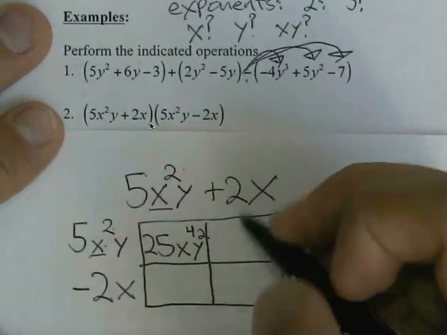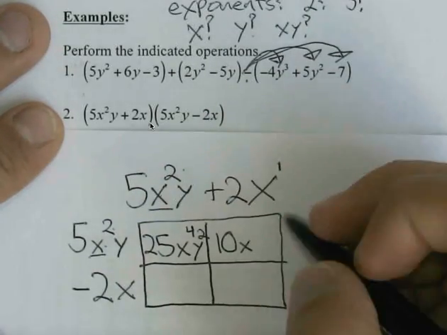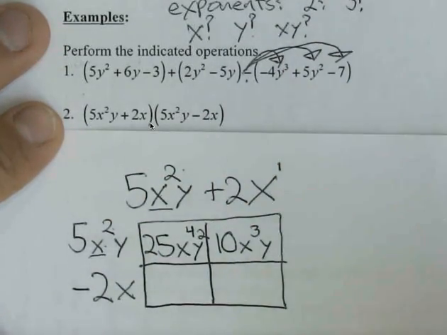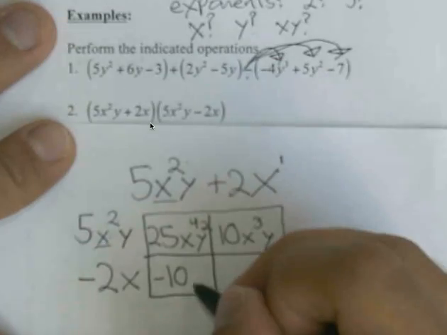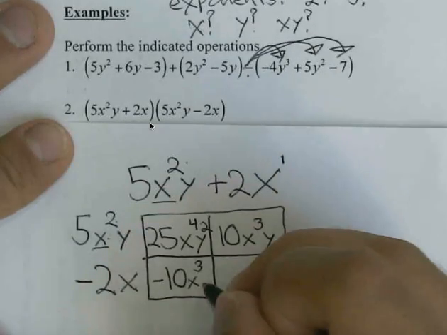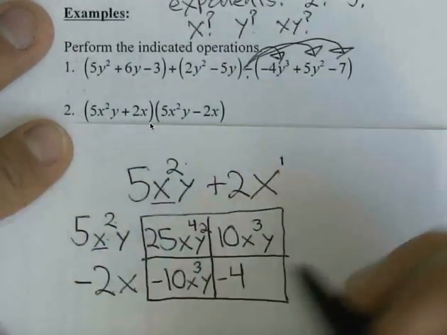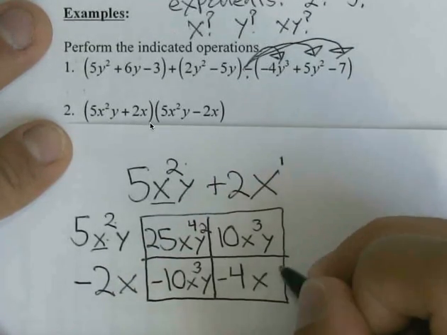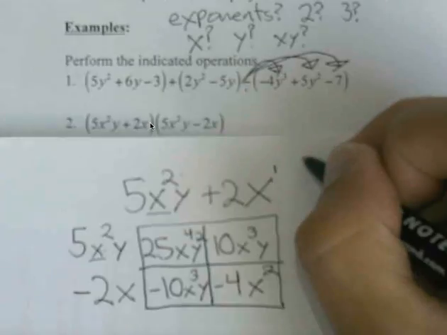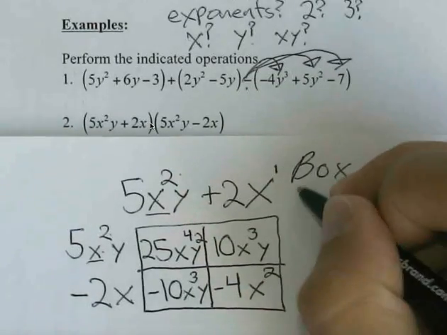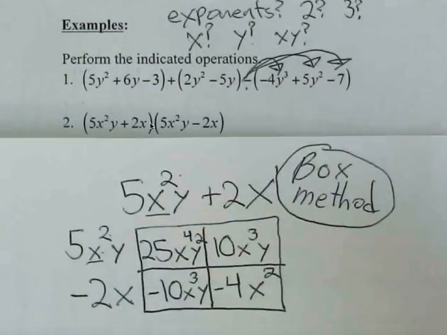Moving along, 5 times 2 gets you 10. Add your exponents, imaginary 1 on that, so x cubed and y. We are then deducting 2 times 5, which is 10, x cubed, y is along for the ride, and then finally 2x times negative 2x, negative 4x squared. And so once you've filled this out, again, this is called box method. There are some other methods or other names for this approach, but I like the box one. I think it works well.